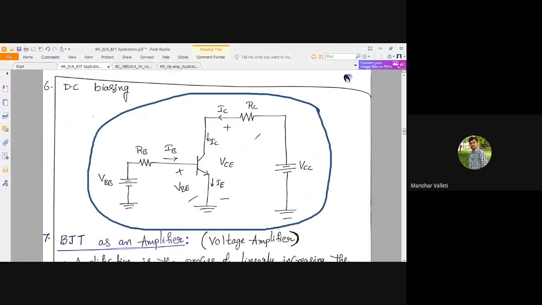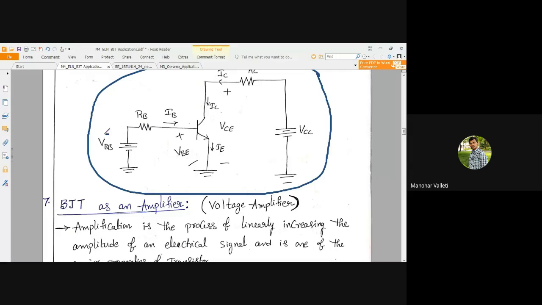So by suitably applying VBB and VCC, we try to operate the circuit in the middle of the active region. And now let us see whether the input junction is forward biased or reverse biased. That also we need to see, right?